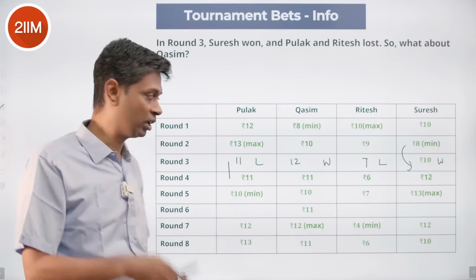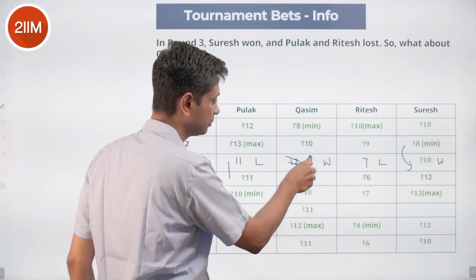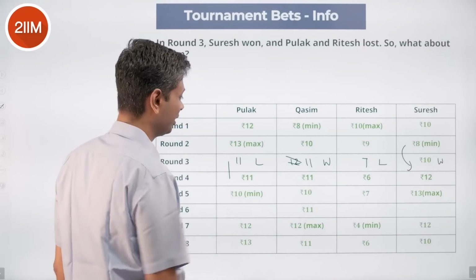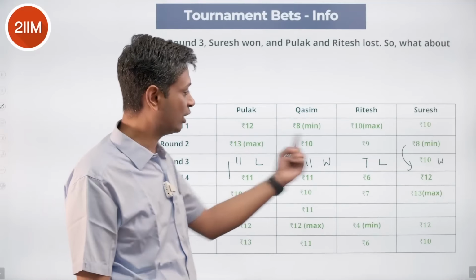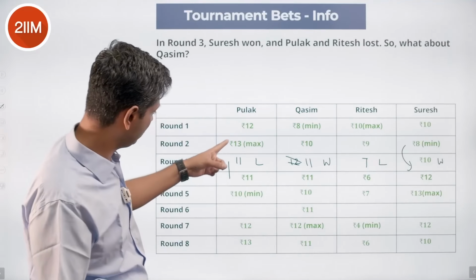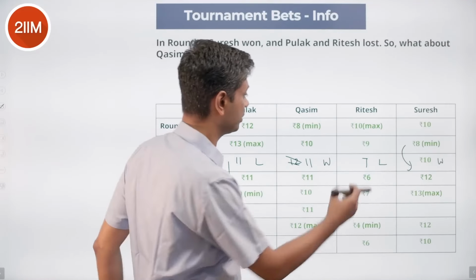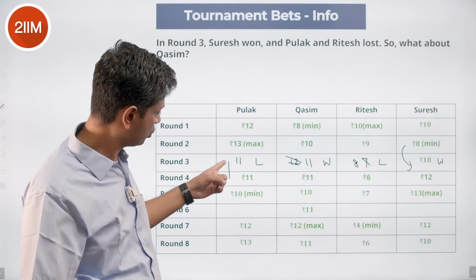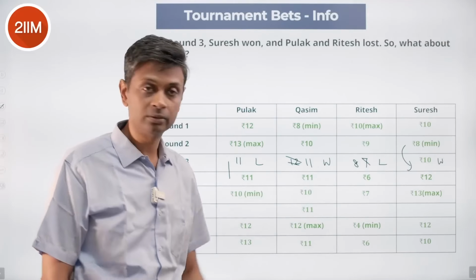This is not the case, which means this should have been 11. This is a plus 2. This is a plus 1. We should have a minus 1 and a minus 2. So either this goes to 11 and that goes to 8. Or this goes to 12 and that goes to 7.